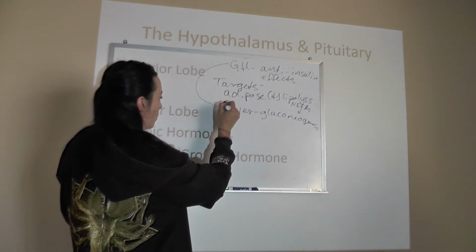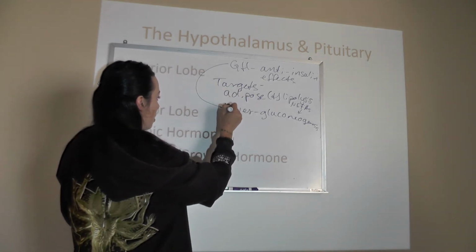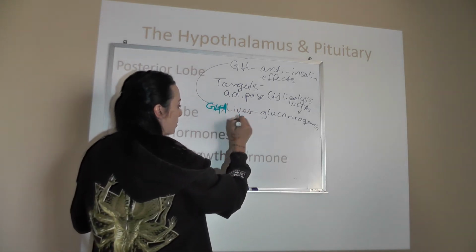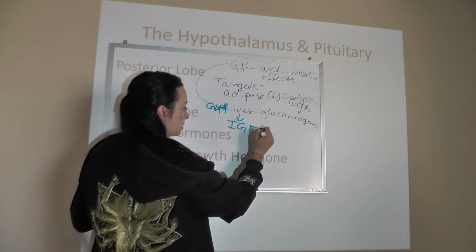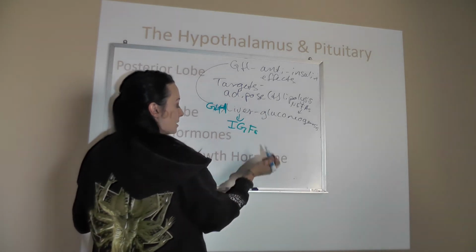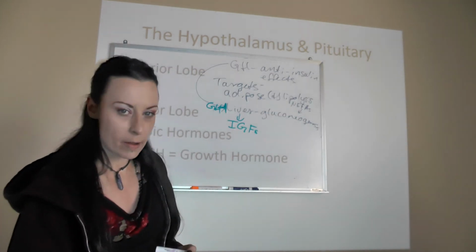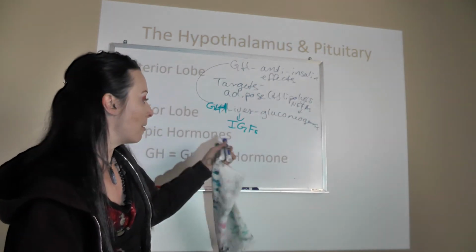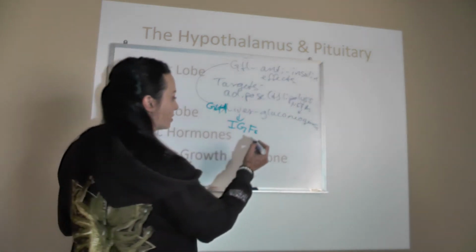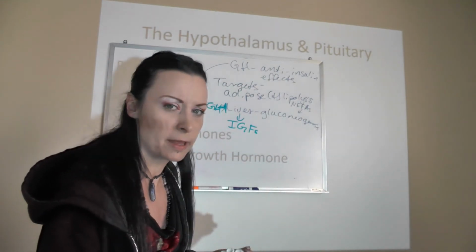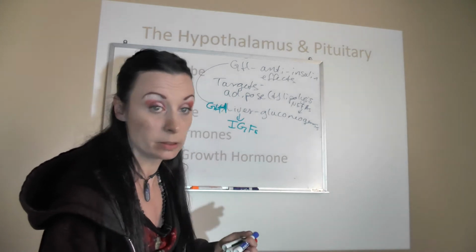So growth hormone, when it binds to receptors on the liver, is going to stimulate the liver to produce IGFs, or insulin-like growth factors. Insulin-like growth factors are the hormones that are actually going to cause the growing effects of growth hormone. So insulin-like growth factors are going to be able to go to your bone and your muscle and stimulate protein anabolism, which is the buildup of protein.